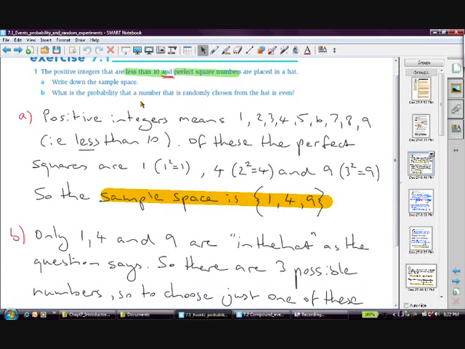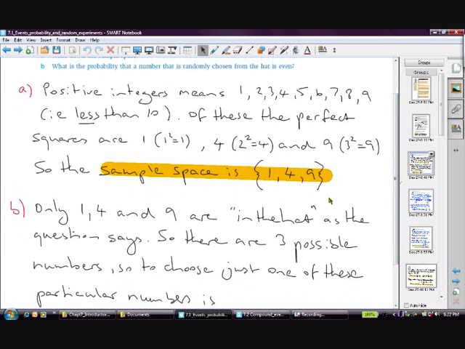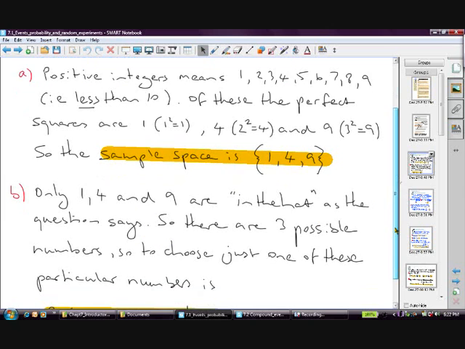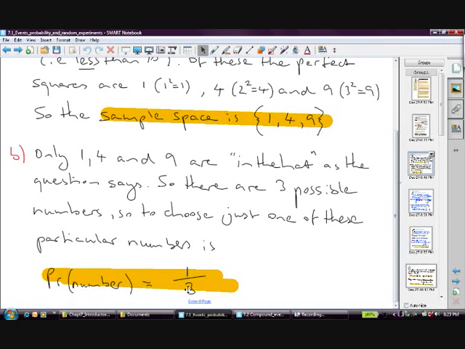What's the probability that a number that is randomly chosen from a hat, where all the numbers are supposedly put in, is going to be even? Well, we've got to remember that we put in the hat only those numbers. So only 1, 4 and 9 are in the hat to be pulled out. So there are 3 possible numbers, but only one of them is going to be even, and that's the 4. So what's the chances? The chances is 1 out of 3.